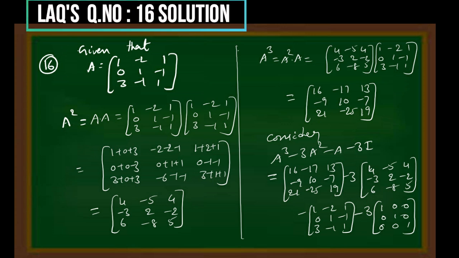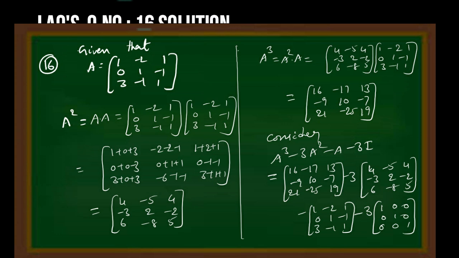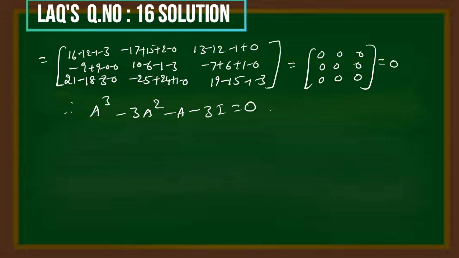For this, first we multiply 3A square, which means in A square each element is multiplied by 3. Here we use scalar multiplication of a matrix, multiplying each element by 3. On adding all these we get the null matrix, 0 0 0, 0 0 0, 0 0 0, which is equal to 0. Therefore A cube minus 3A square minus A minus 3I is equal to 0.